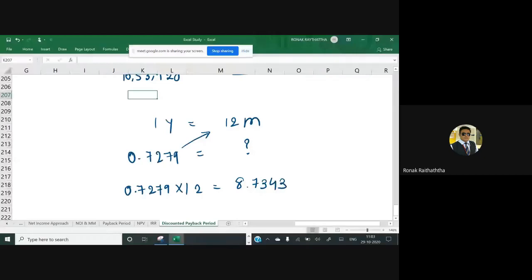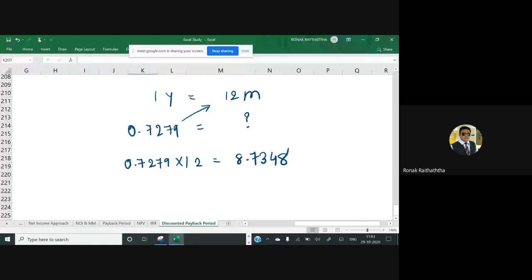Just check it further. Okay, others may verify this. 8.73. 48. Yes, sir. 8. Okay, good, no worries. So here we have the answer in months.